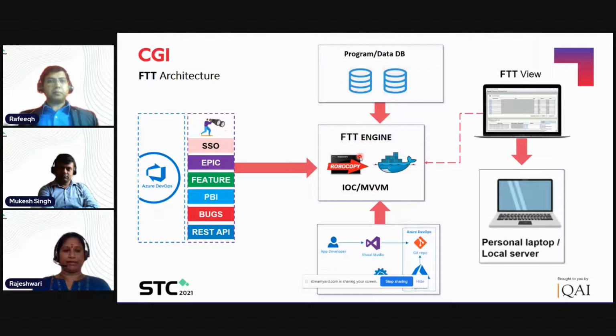So how does this particular FTT engine work? It will take the logged in user with a single sign on. Then it will automatically fetch all the work items related to the particular user, pull them in, and show them in the UI layer. It has a solid UI layer which shows the logged in user all the work items that are assigned to the user. If there is an epic assigned, it will be listed in the table. All the work items, whether it is a feature, a backlog, user story, or a bug, will be shown in the UI layer.